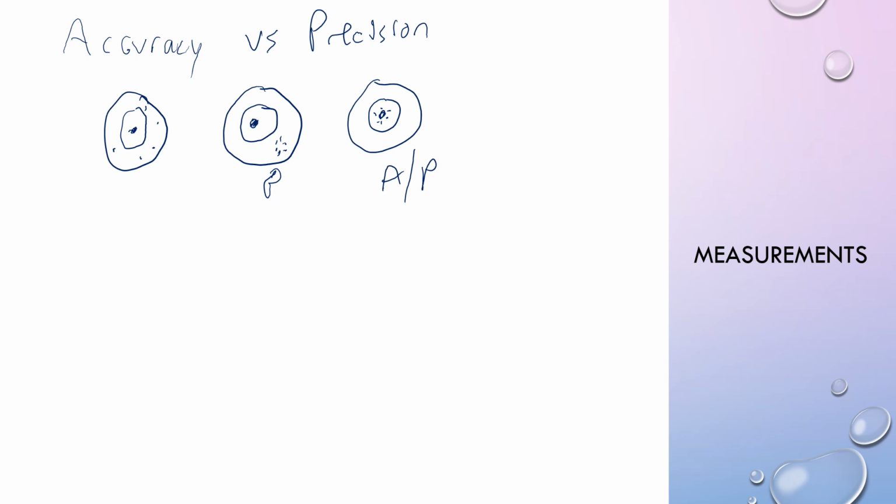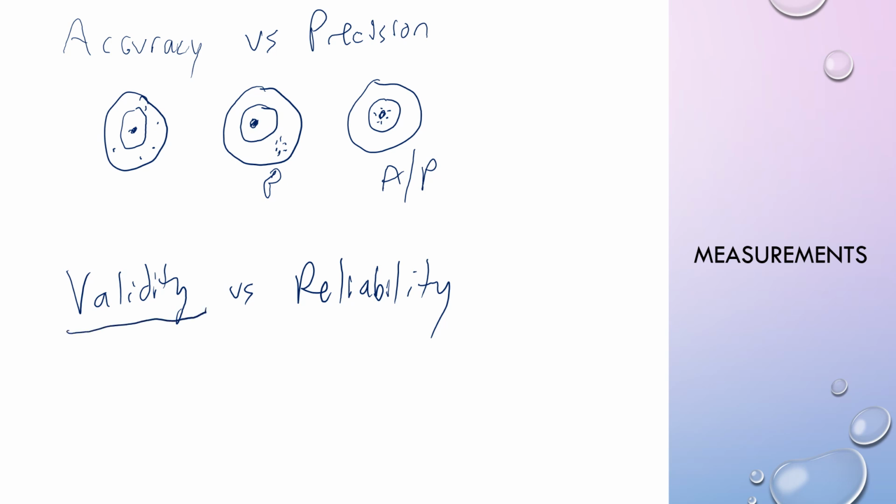Now, another measurement consideration would be validity versus reliability. And it's another way for us to talk about the quality of our measurements. Validity is how we talk about whether the tool is actually measuring what we want it to be measuring. So this could be something like, is your tool properly calibrated? So whether it's measuring what it's meant to measure. Reliability is another way of talking about repeatability.